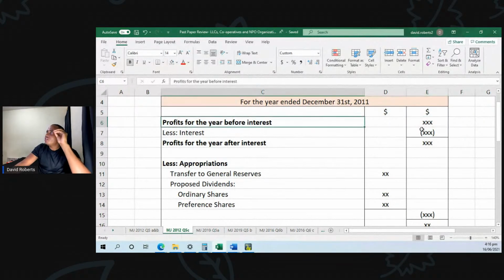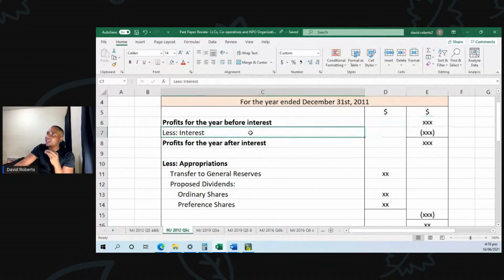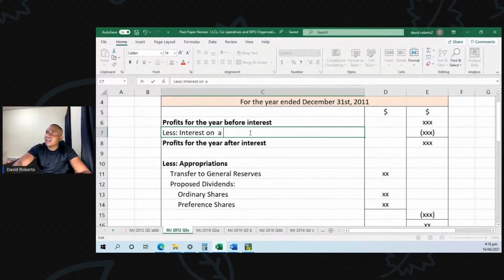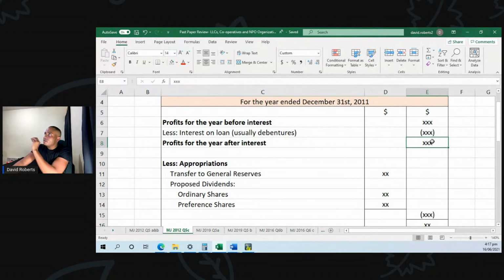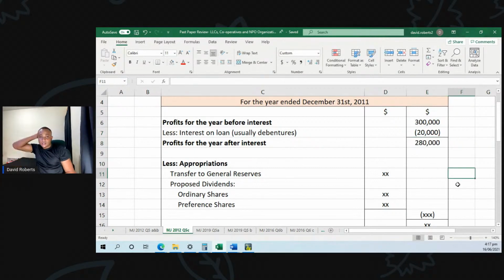We are starting off with the profits for the year before interest. If there's any interest on a loan, and usually that would be the debentures, you will minus that, and what remains is profits for the year after interest. This profit amount is taken from the income statement. Let's do a random example together. Let's say the business made $300,000, and they took a loan. The interest on the loan is $20,000, so they are left with $280,000, the profits after interest.